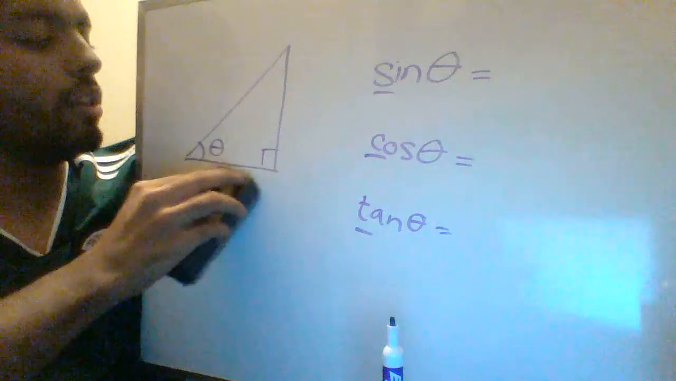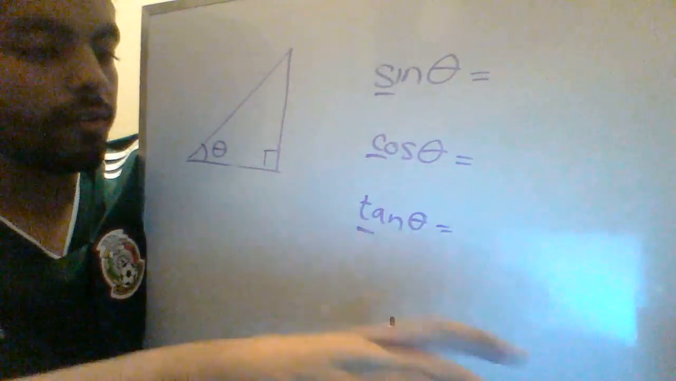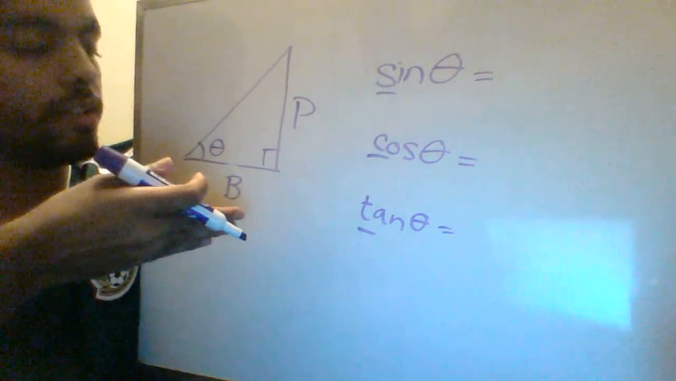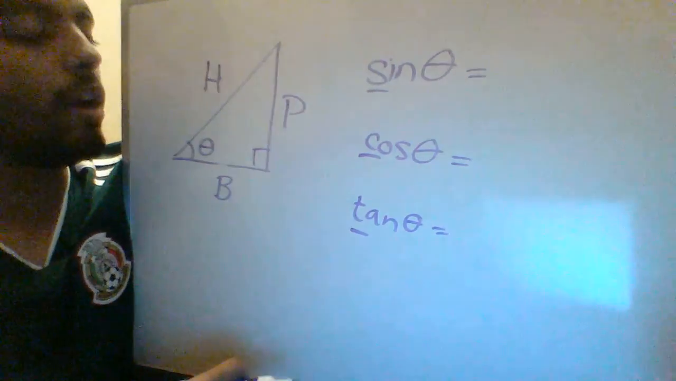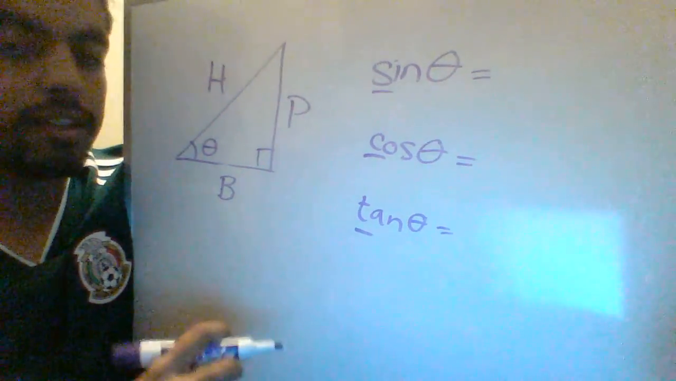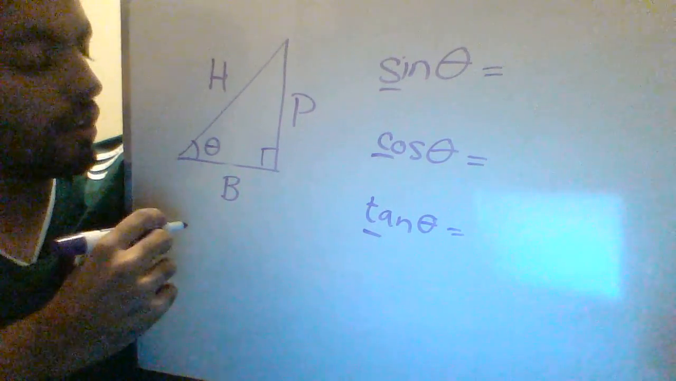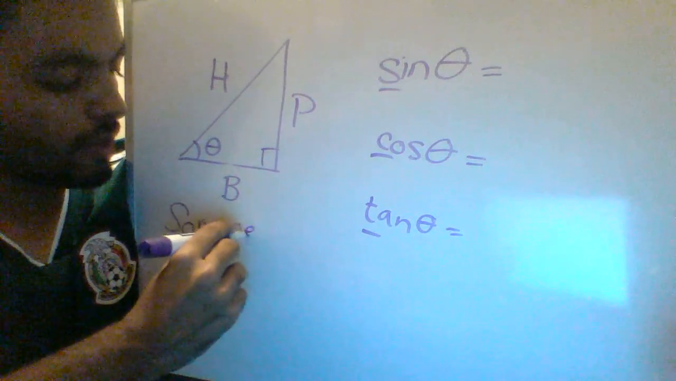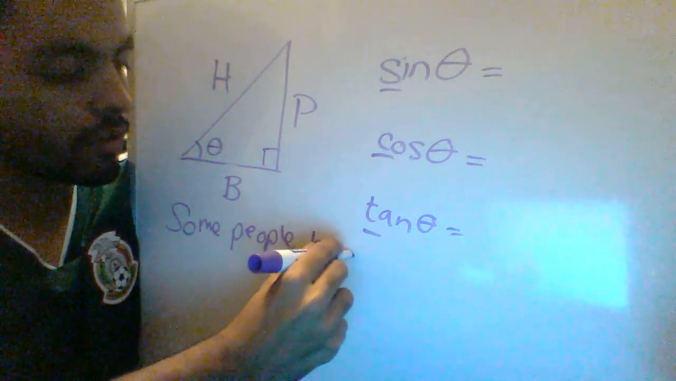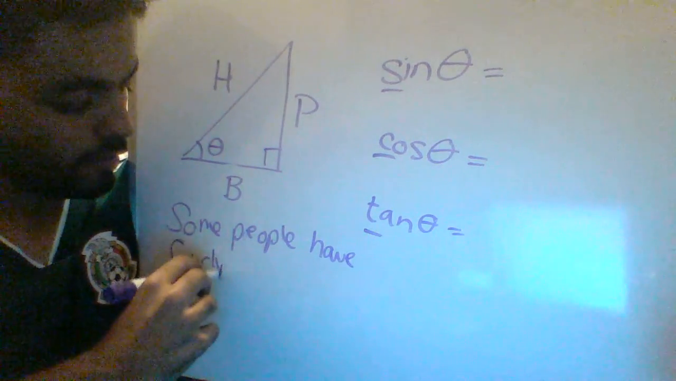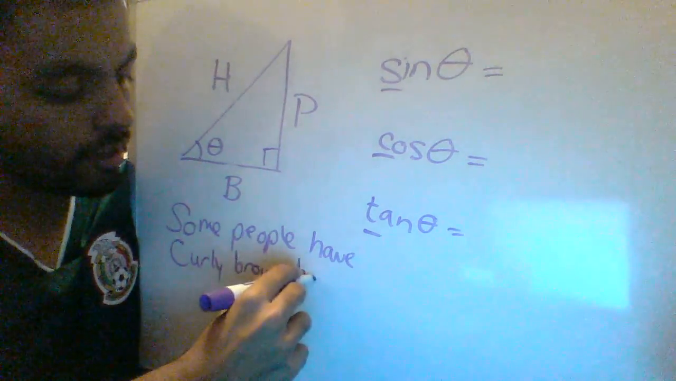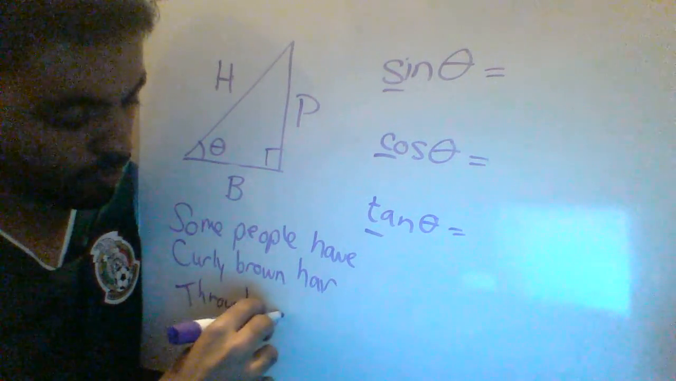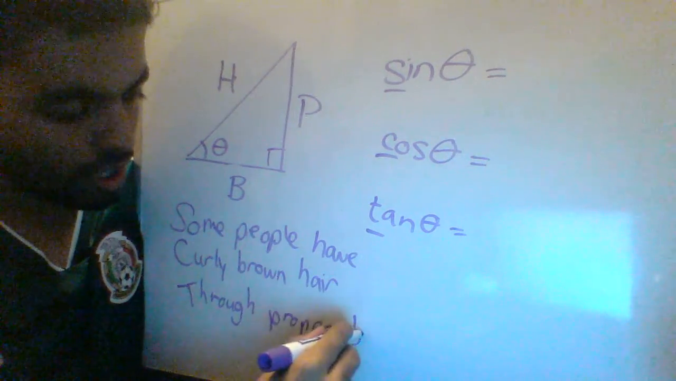And instead of calling it adjacent, opposite, and hypotenuse, we called this side here the base, this side the perpendicular, because it's perpendicular, and this side we still called the hypotenuse. And based on this, we had the sentence, I'll write this down: some people have curly brown hair through proper brushing.